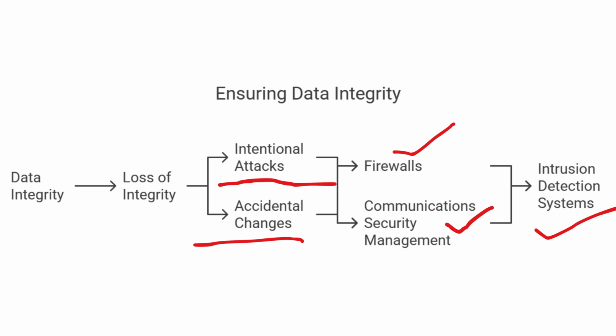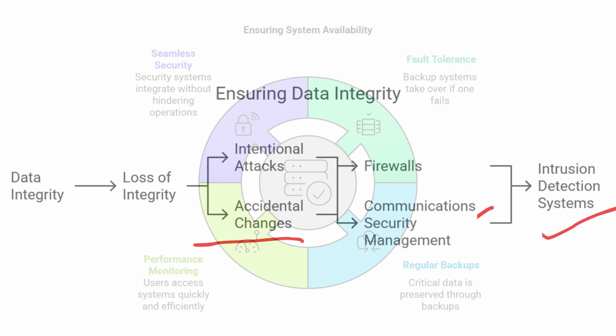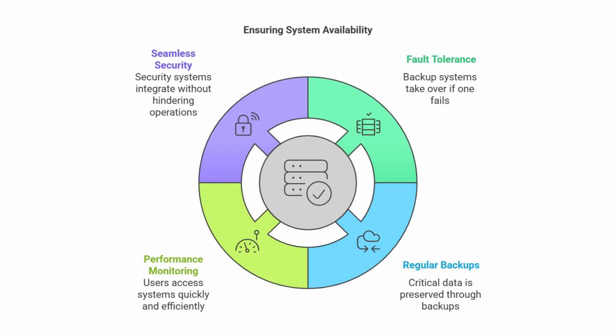Availability means that systems, networks, and data should always be accessible when needed. Even if your data is private and untampered with, it's useless if you can't access it when you need to. One of the biggest threats to availability is a denial-of-service attack. In a DoS attack, hackers flood a system with so much traffic that it becomes overwhelmed and crashes, making it unavailable to legitimate users. But availability isn't just about stopping hackers. It's also about keeping networks running smoothly even when hardware fails or when unexpected issues arise.